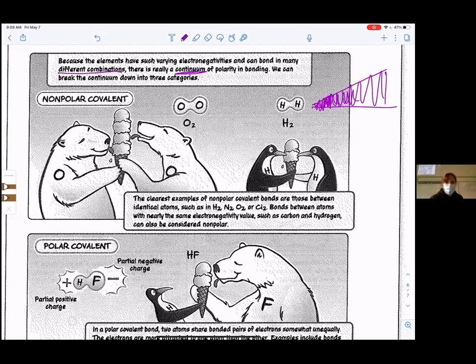So you can break the continuum down into 3 basic categories. You've got the non-polar covalent, where you're fighting and the battle is even because everybody has the same electronegativity. Those are going to be in identical atoms, like hydrogen H2, N2, O2, or Cl2, where you've got exactly the same electronegativity. If you look at this one, they're both equally getting their tongues on that ice cream. They're both sharing the electrons the same.